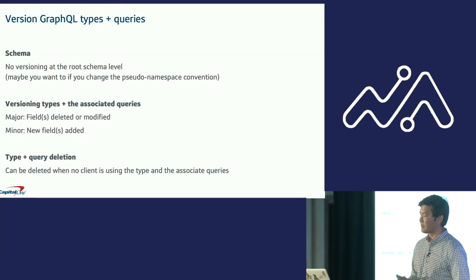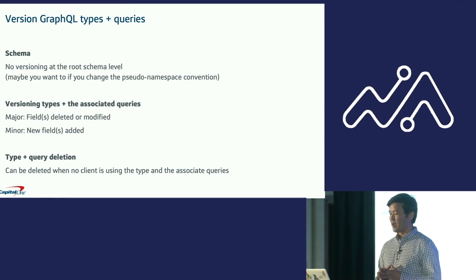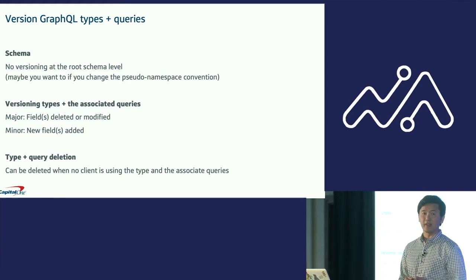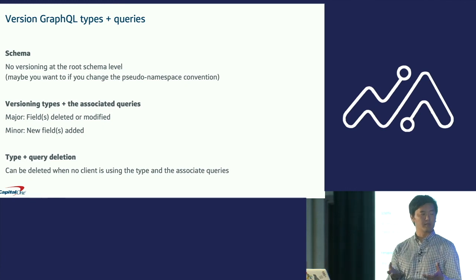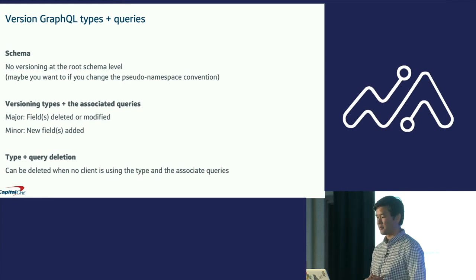And then, speaking of versioning, there are many ways to go about it. But for us, we're only versioning the types and the associated queries. We're not versioning the global, top-level schema itself. The only thing that we're versioning is when we see a field that is either deleted, modified, or added in the change on the backend data source, we increment the type version to make the change transparent to all the consumers of the gateway.